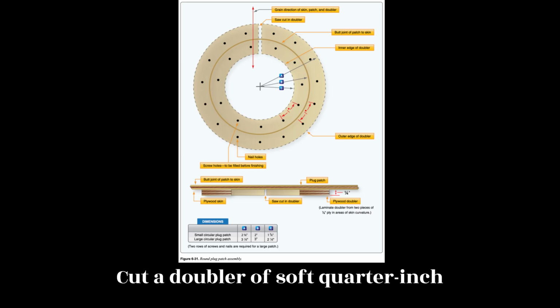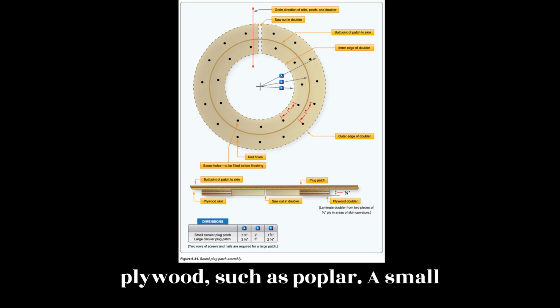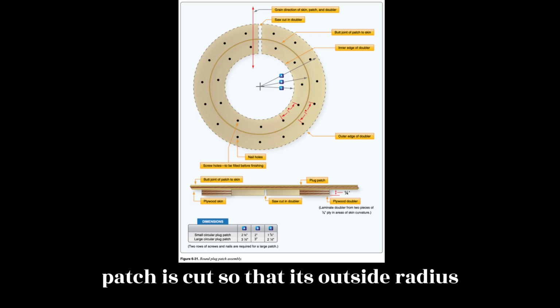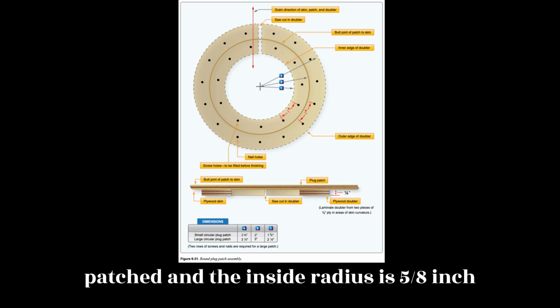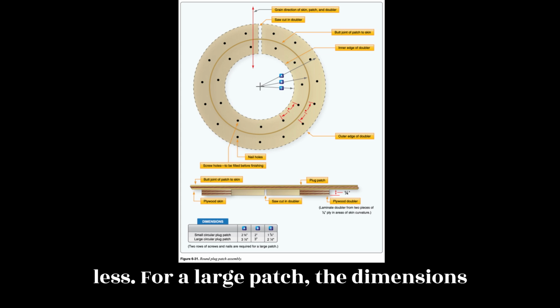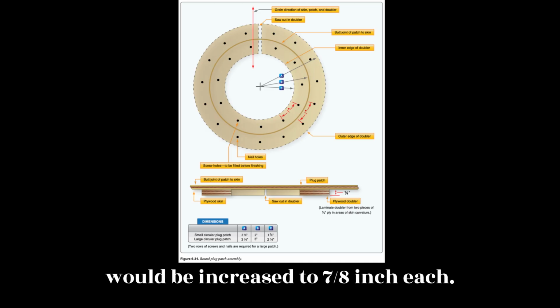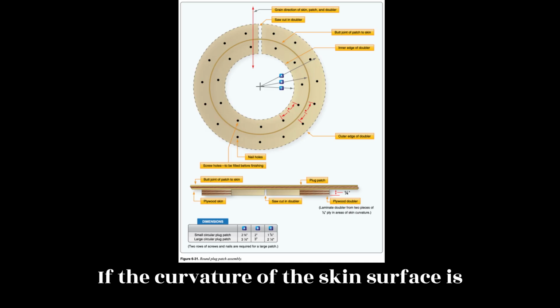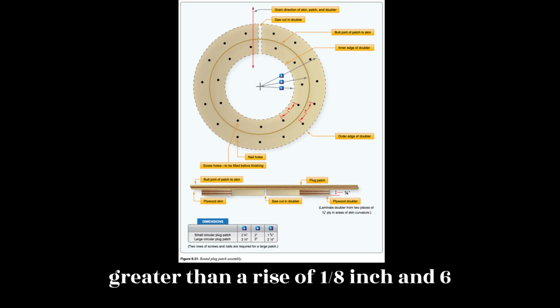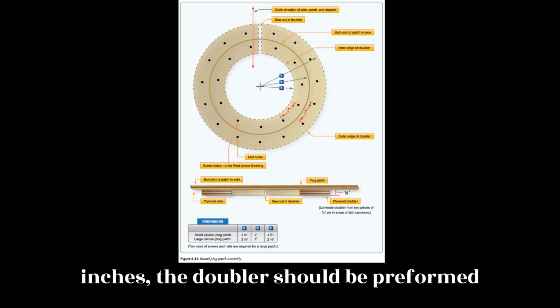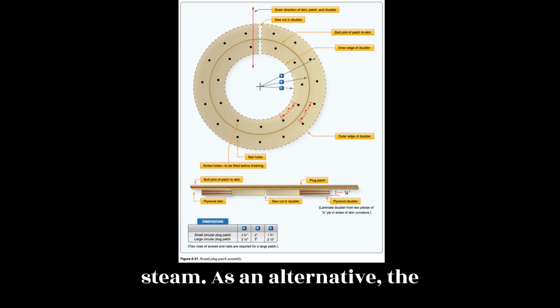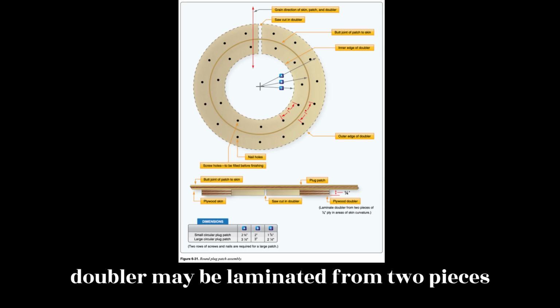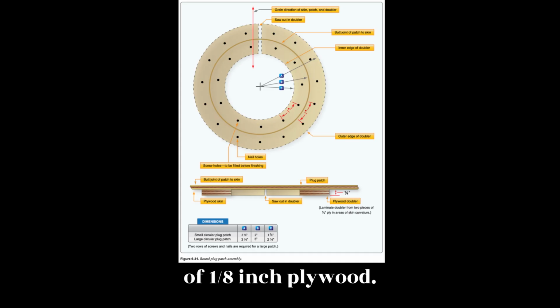4. Cut a doubler of soft 1/4-inch plywood, such as poplar. A small patch is cut so that its outside radius is 5/8 inch greater than the hole to be patched and the inside radius is 5/8 inch less. For a large patch, the dimensions would be increased to 7/8 inch each. If the curvature of the skin surface is greater than a rise of 1/8 inch in 6 inches, the doubler should be preformed to the curvature using hot water or steam. As an alternative, the doubler may be laminated from 2 pieces of 1/8 inch plywood.